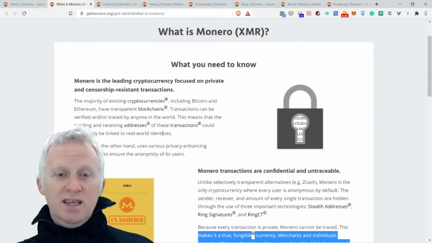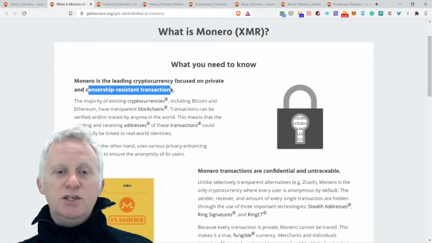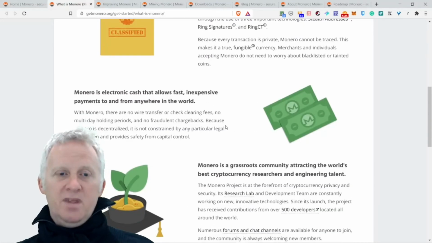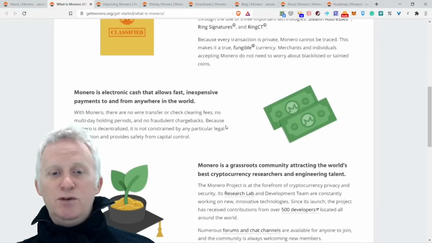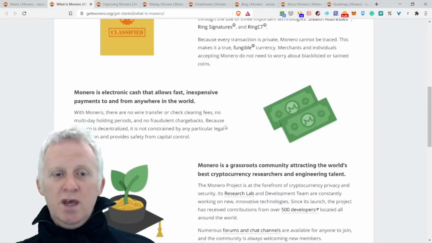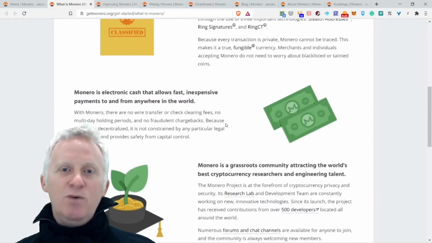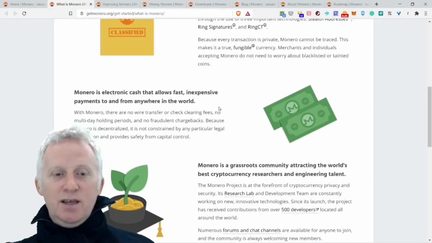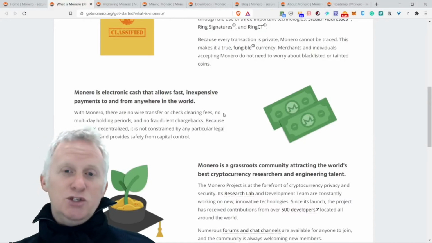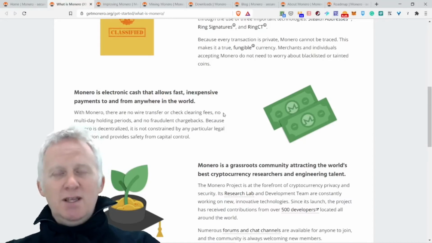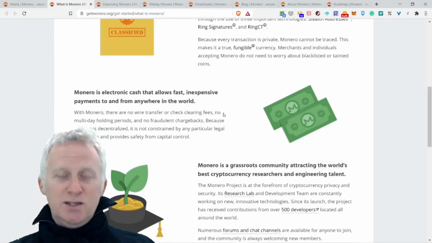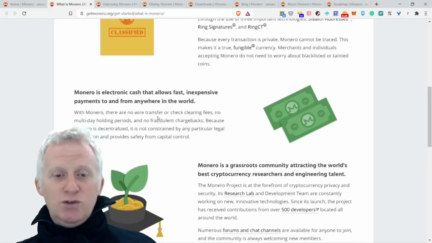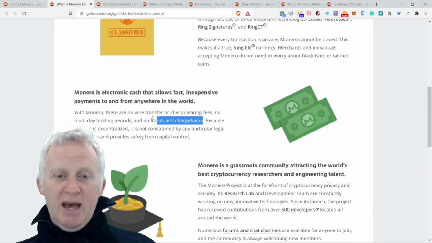What is the most powerful thing? It's completely censorship resistant and private. Monero is electronic cash that allows fast, inexpensive payments to and from anywhere in the world, my friend. Anyone in the world. With Monero, there are no wire transfer or check clearing fees, no multiple day holding periods. Just to transfer some money, sometimes it could take me about three to five business days to receive the money. This is not good. So with Monero, there are no wire transfer fees or check payment fees, no multiple day holding periods, and no fraudulent chargebacks.